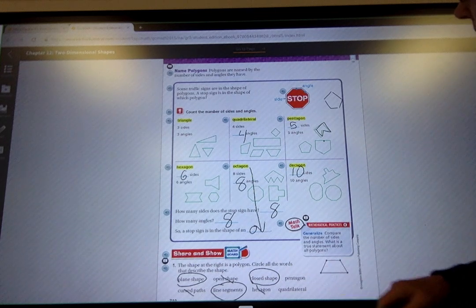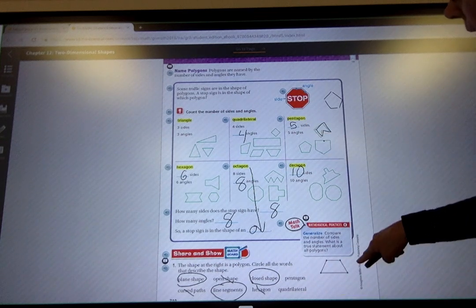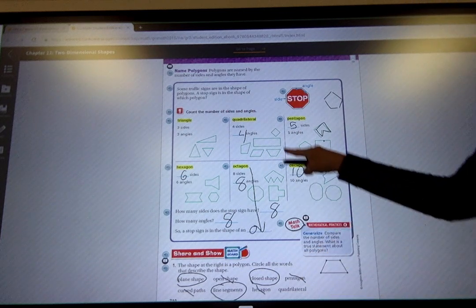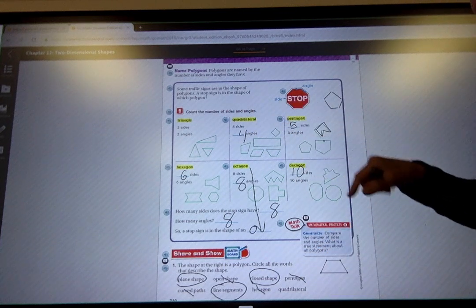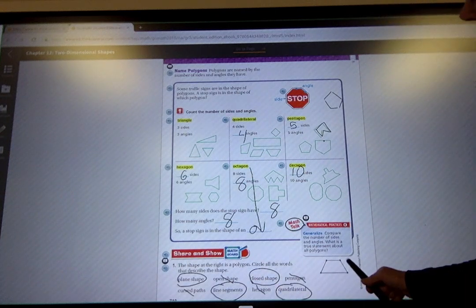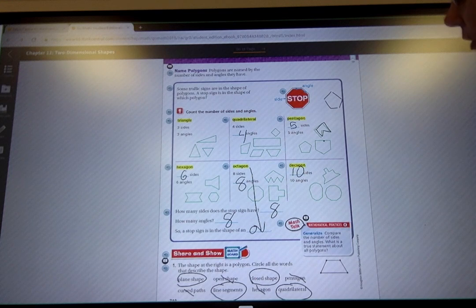Is it a pentagon? Pentagons have 5. No. Is it a quadrilateral? Yes. Squares and rectangles are quadrilaterals. And this is a quadrilateral. We'll learn more about its name in another lesson.